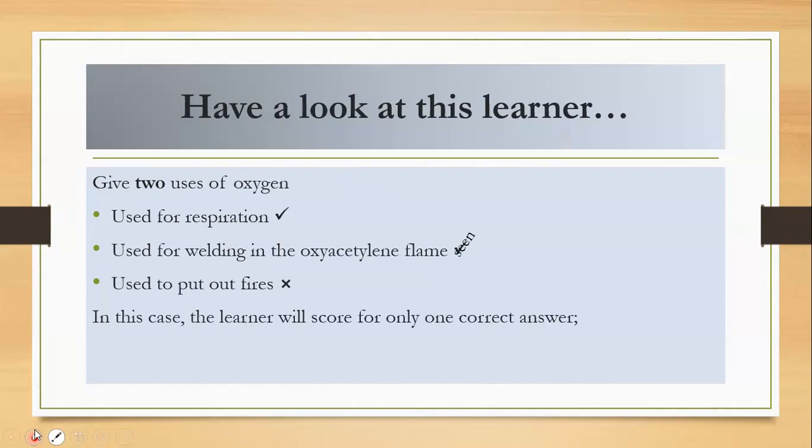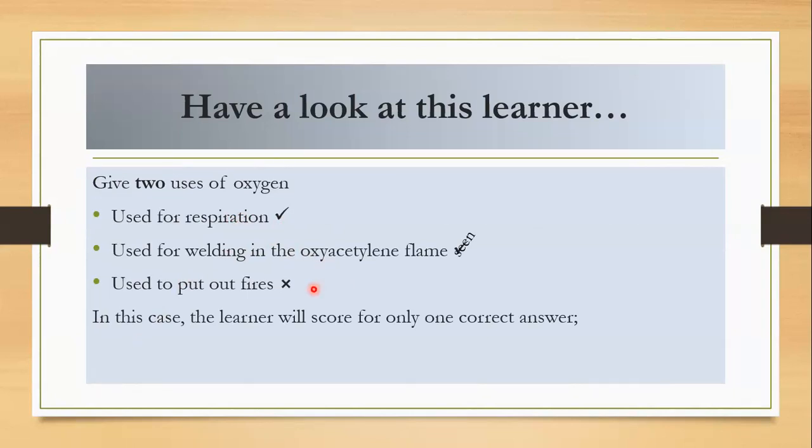The first answer, correct, used for respiration. The second answer, correct, for welding in the oxyacetylene flame. That is all they wanted, the two uses. This one went on and put there a third answer. It is used to put out fires.